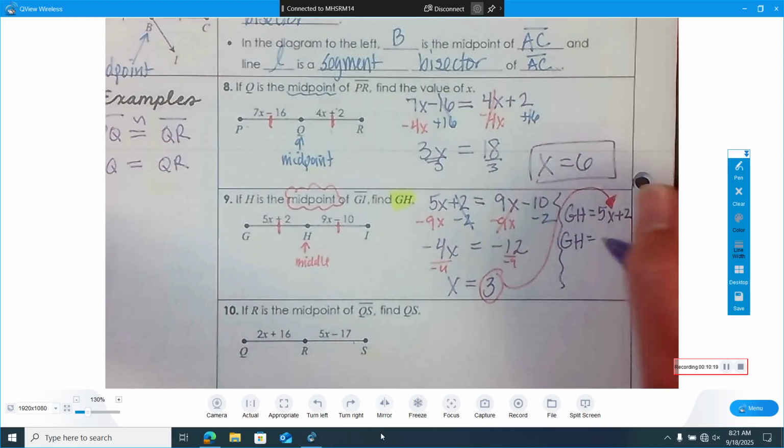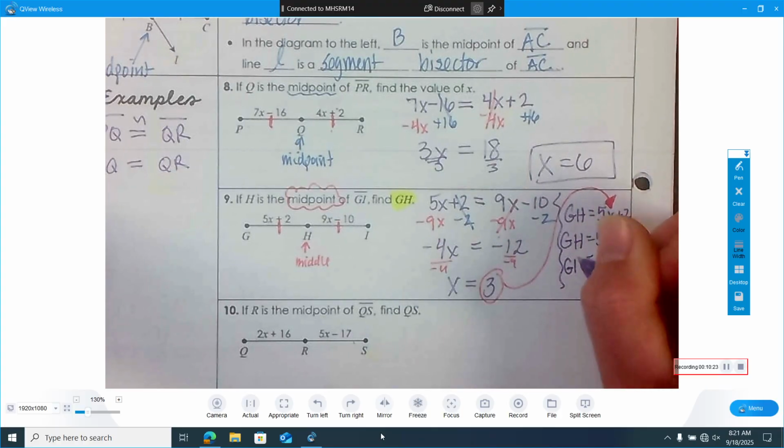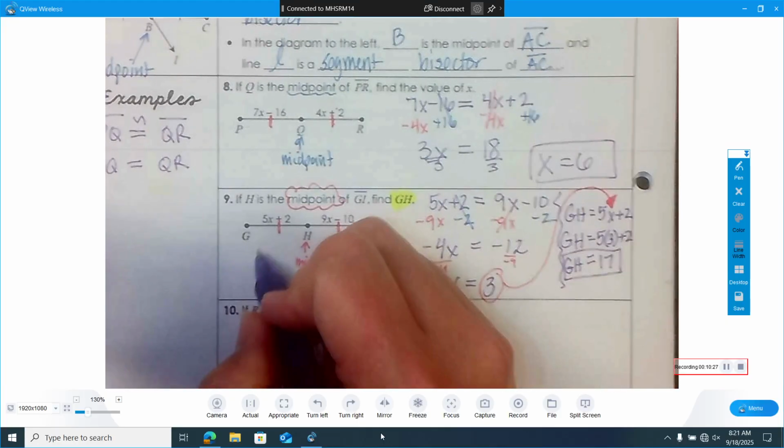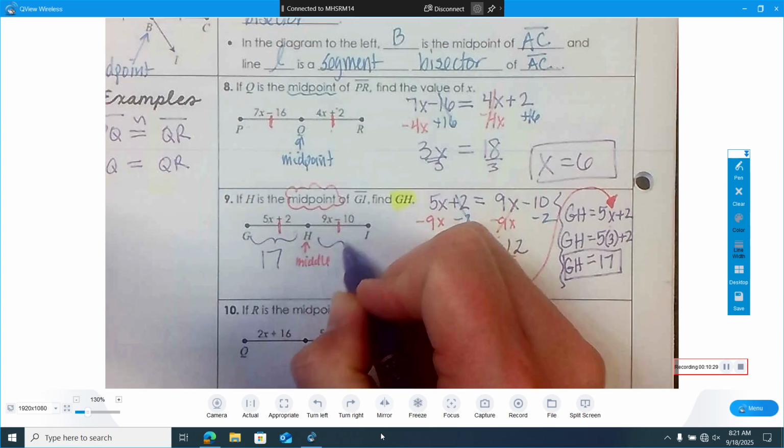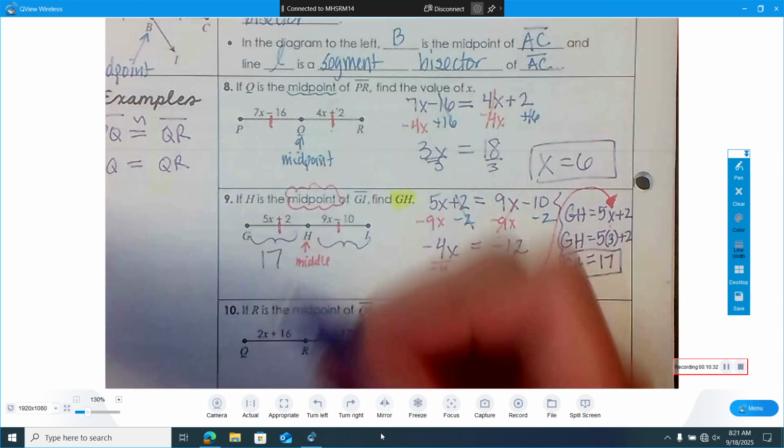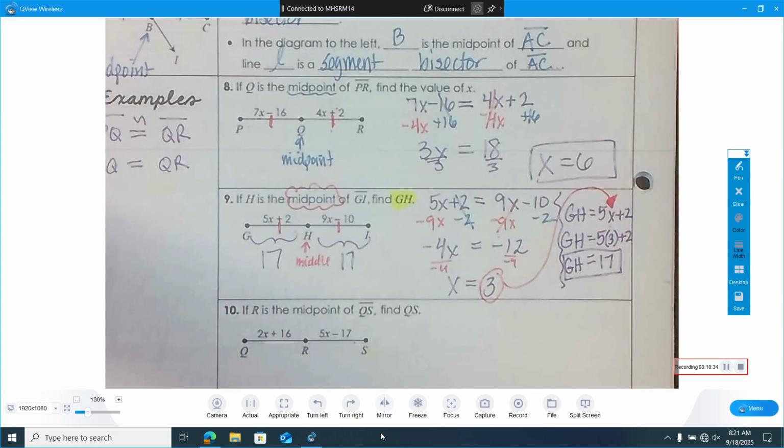Okay, so 5 times 3 plus 2 gives me 17. And that is what we're looking for, the length of GH. So if GH is 17, what must HI be? Also 17. And why do we know that? Because they're congruent. Lovely. Very good. Okay.